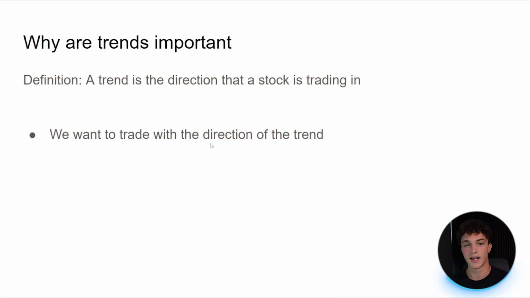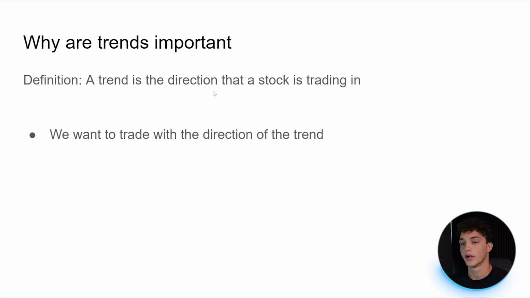So first thing you guys need to understand is why are trends important? And if you guys don't know already, the definition: a trend is the direction that a stock is trading in. So if it's an uptrend, that means the stock is trading upward. And if it's a downtrend, a stock is moving lower. And if it's a sideways trend, it's moving sideways. So a trend is the direction.